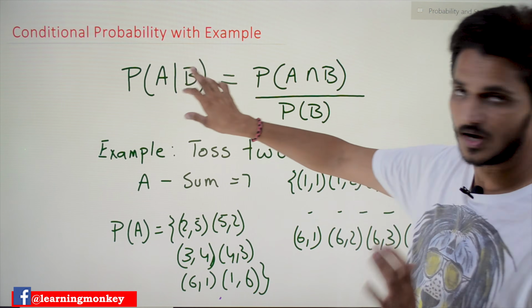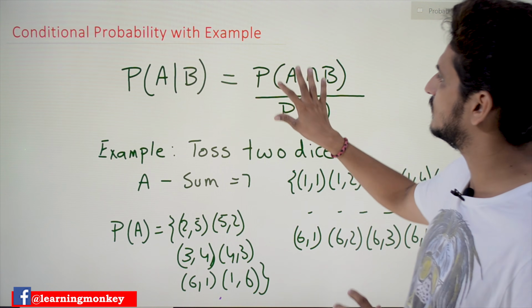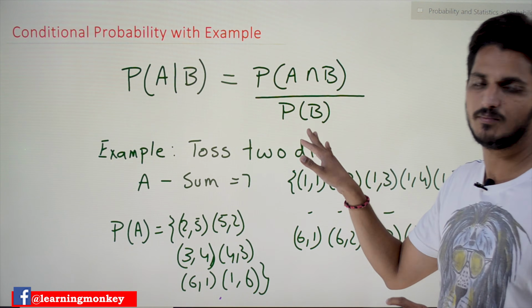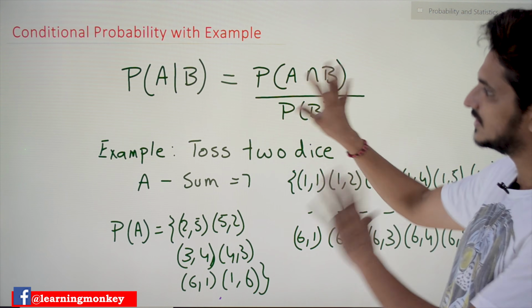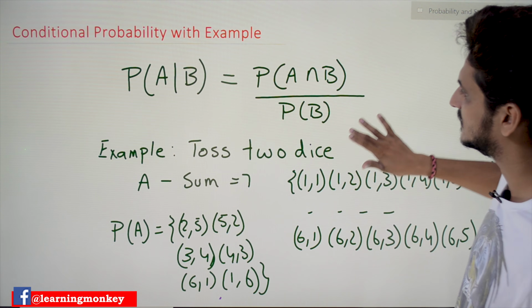If you want to find this conditional probability, this is the equation: probability of A intersection B divided by probability of B. Why we got this equation, we will try to understand with an example.